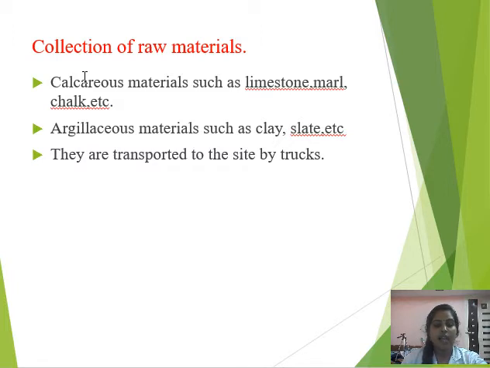In the wet process, calcareous materials such as limestone, marl, chalk, etc. are taken for preparing the cement, as well as argillaceous materials. The calcareous materials are limestone, marl, chalk, etc. The argillaceous materials are clay, slate, etc. These calcareous and argillaceous materials are taken and transported to the site with the help of dump trucks.